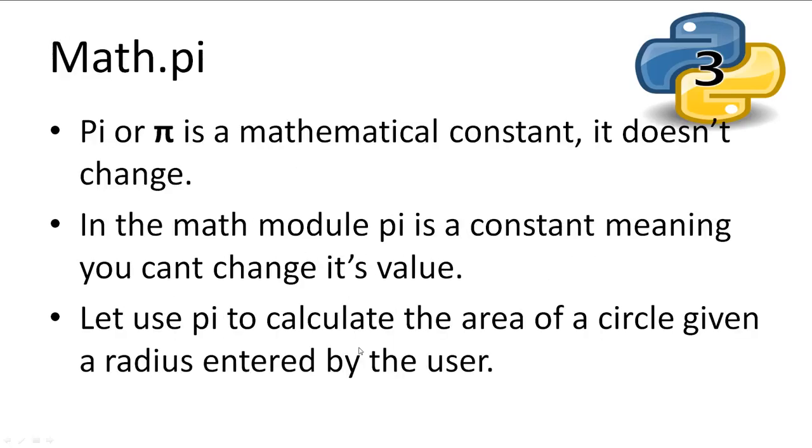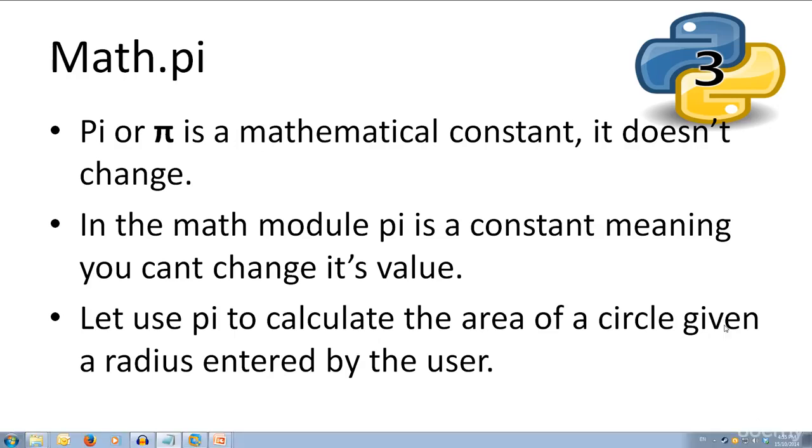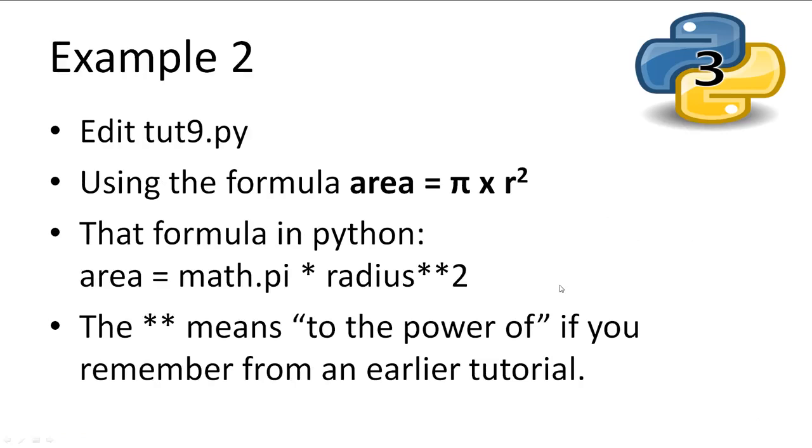Now let's try using math.pi, a constant that holds the value of pi to a certain precision. A constant is a variable that cannot be changed. It's constant. Okay, so let's make a program that calculates the area of a circle. To get the area of a circle, we use the formula pi times radius squared. So let's edit our program to now calculate the area of a circle given a radius entered by the user.